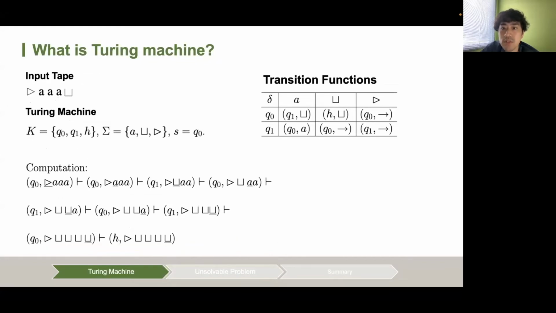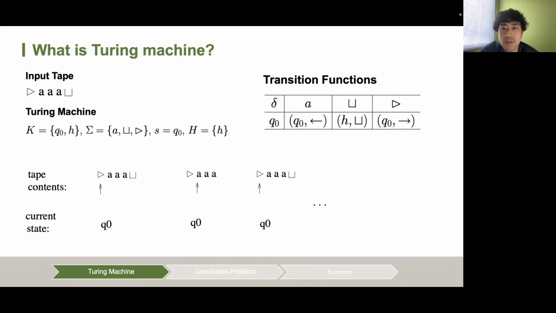Okay, so how does the Turing machine work? Suppose we have this input tape: start symbol, A, and blank. First, it reads the start symbol on state Q0, so it moves ahead to the right and lets the state stay the same. Next, it reads A on state Q0, so it writes the blank symbol and moves the state to Q1. This process will continue until it reaches the halting state. When the machine reaches the halting state H, finally, the machine will halt. So let's take a look at another example.